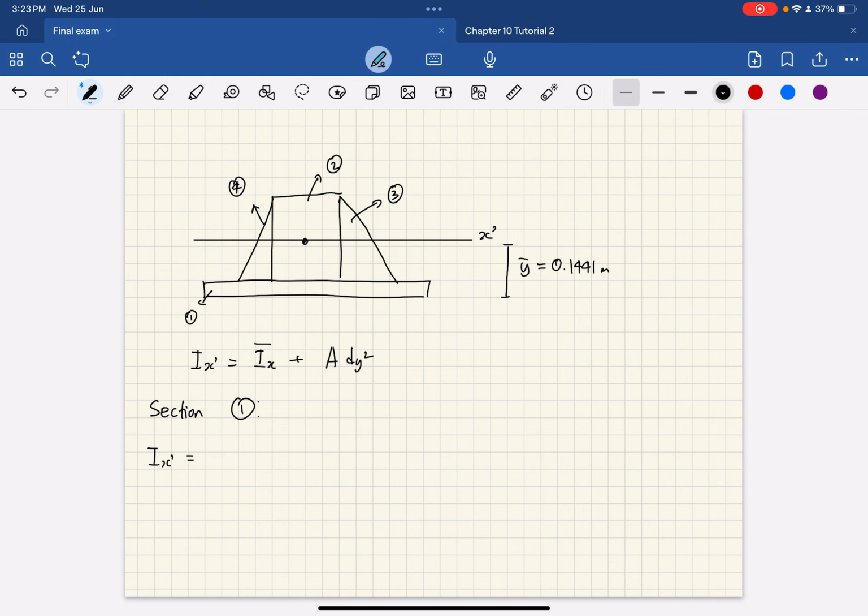So it'll be 1 over 12 BH cubed plus the area, in this case BH, and dy is the distance. Since the whole thing is 0.05 meters, and we're looking at the centroid right here, which is obviously half of that, this would be your dy. So your dy would become 0.1441 minus 0.05 over 2, squared.